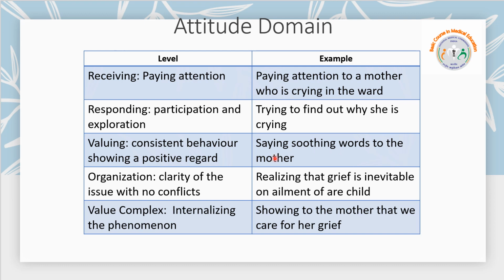Then there will be organization. So realizing the grief is inevitable on ailment of the child. So it is a clarity of the issue with no conflicts. And the highest level is the value complex, that is showing to the mother that we care for her grief. That is internalizing the phenomena. So these are the hierarchies of the attitude or of affective domain.